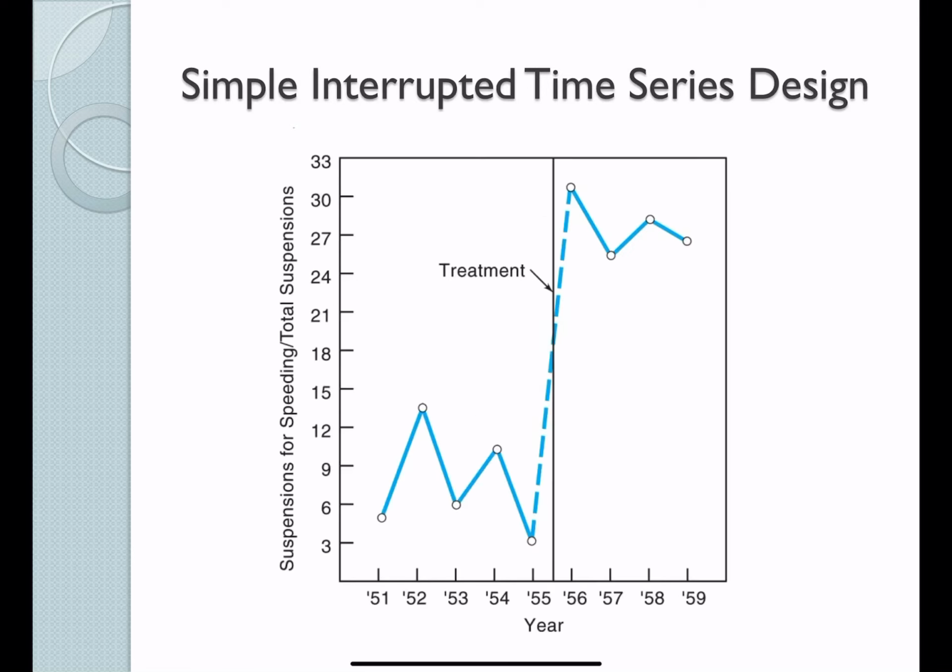So this is what it might look like. We're taking a series of observations. This is looking at suspensions for speeding. This is looking at archival data, and they looked at the number of speeding tickets before and after a government crackdown on speeding. And what you can see is at the treatment, there's this clear discontinuity where you have fewer tickets before and then more tickets after.